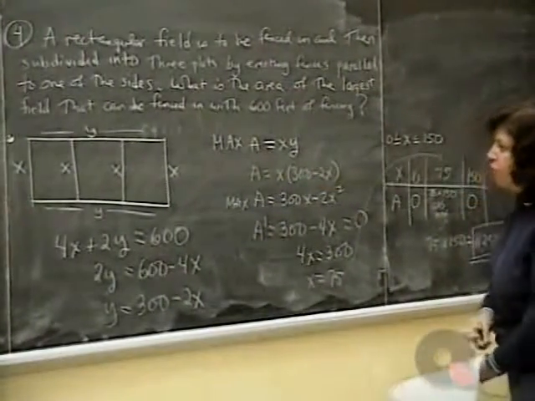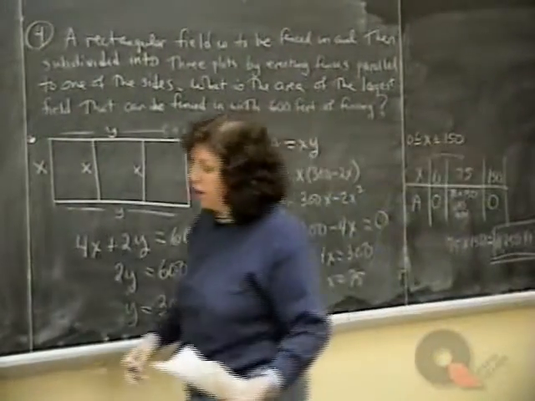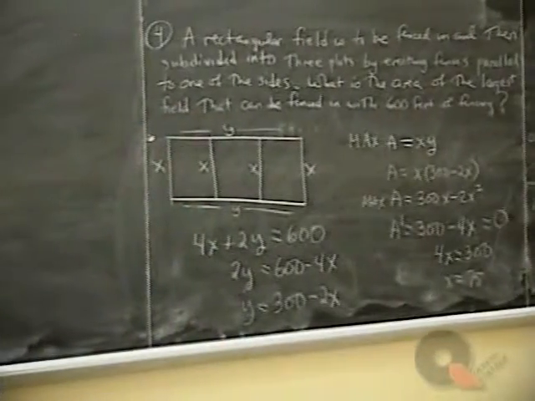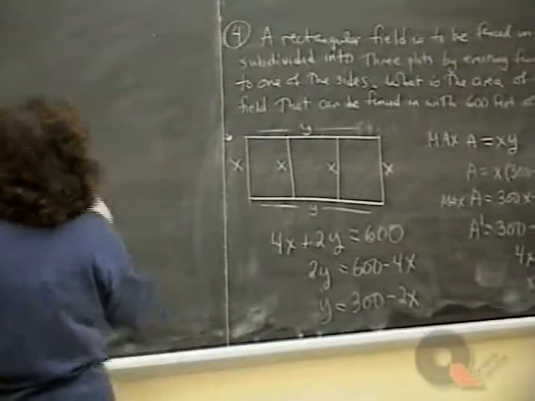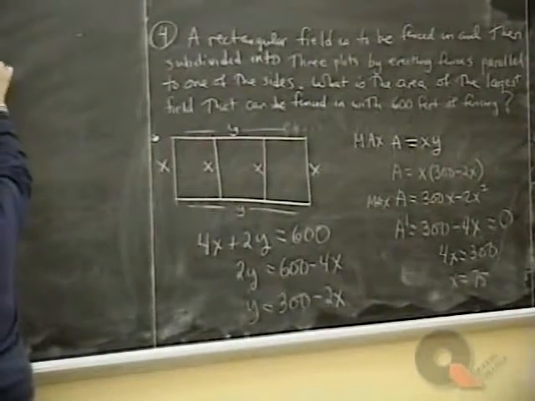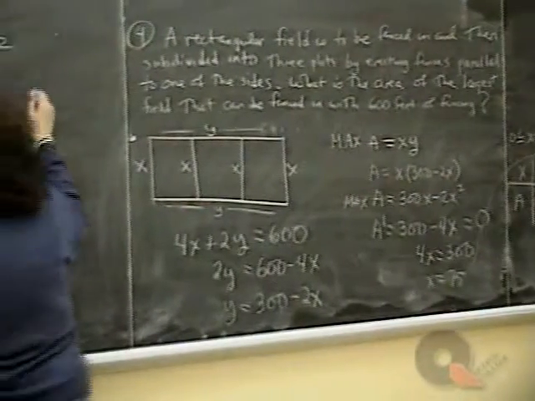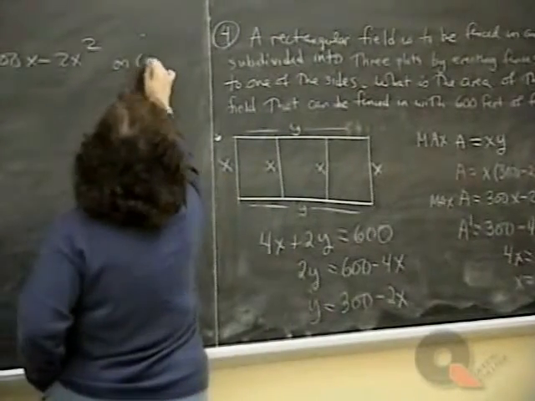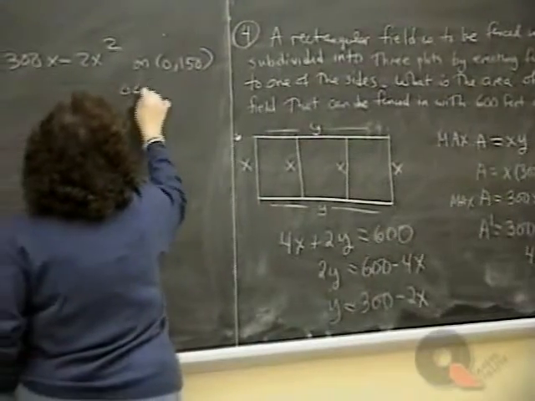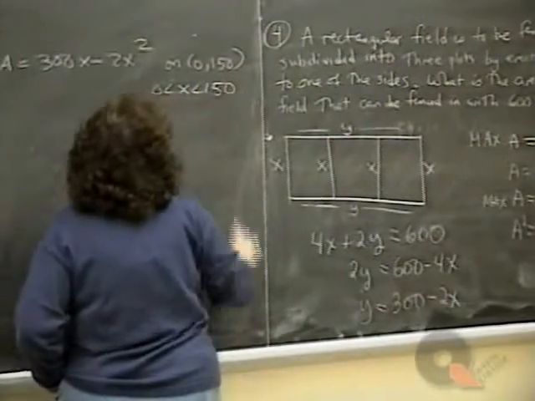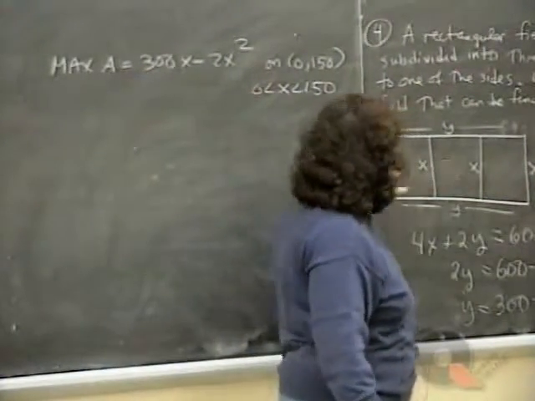Now, let's say you really feel that this should be instead an open interval. Then your problem becomes one of maximizing A, which was 300x minus 2x squared. That was the original problem. On the interval 0 to 150, the open interval. In other words, for x strictly between 0 and 150. I am not going to allow x to be 0, but anything larger than that will be acceptable.